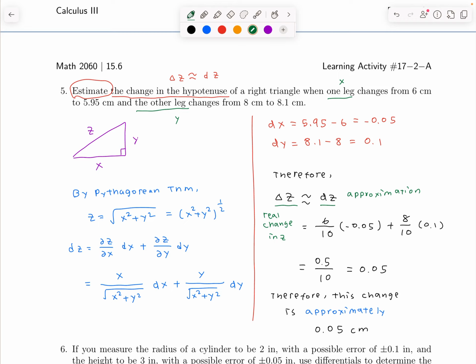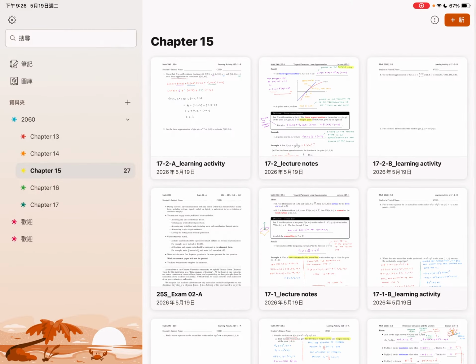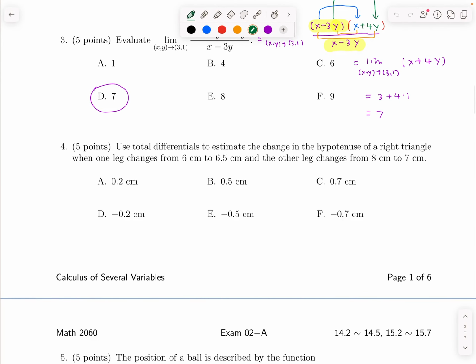Now you know how to do this problem, so you may go to our exam 2 and take a look at multiple choice question number 4. Try to practice this problem. You don't know what will be on the test, right? But I think this problem is good to practice. Now let's go back to our lecture note.